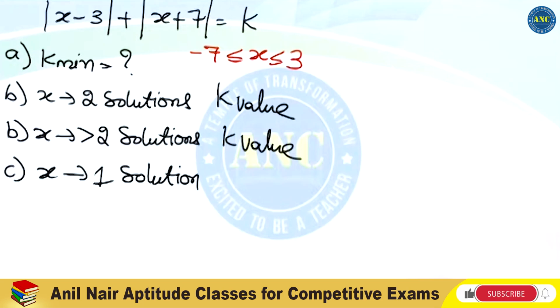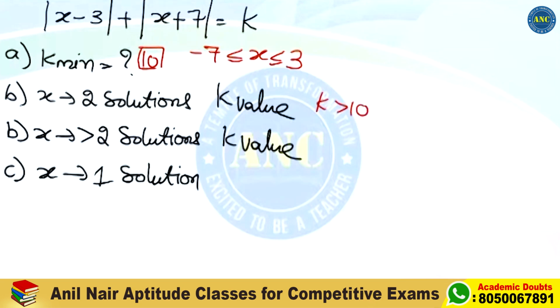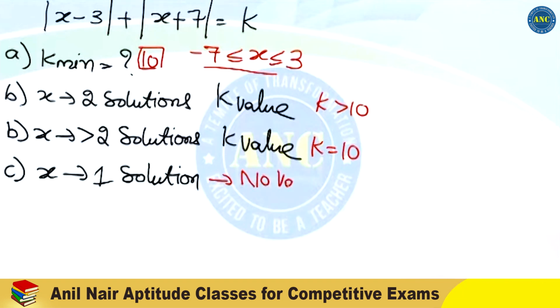If I substitute 0, 0 minus 3 is 3, 0 plus 7 is 7, 7 plus 3, the k minimum is nothing but 10. If k is greater than 10, beyond the critical points, I will get exactly two solutions. So for k greater than 10 there are two solutions. It is possible for k equivalent to 10 to give more than two solutions. For k less than 10, no value for x exists with exactly one solution.